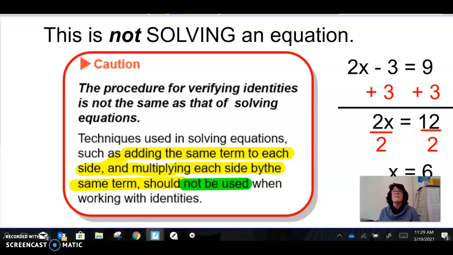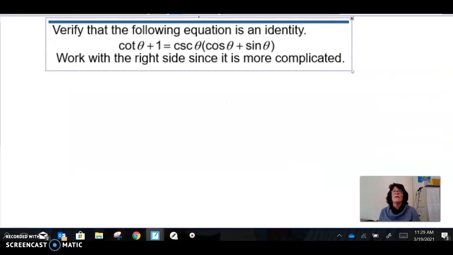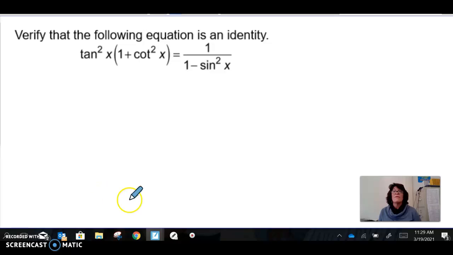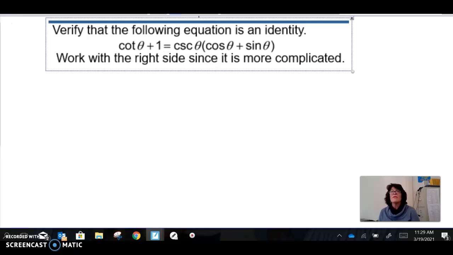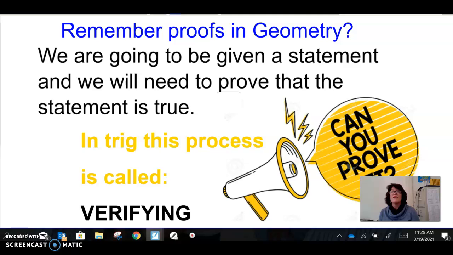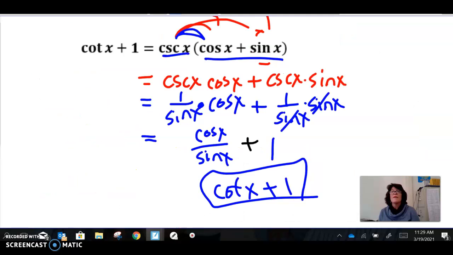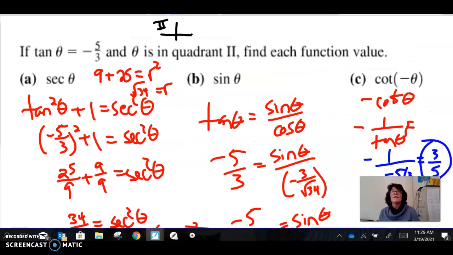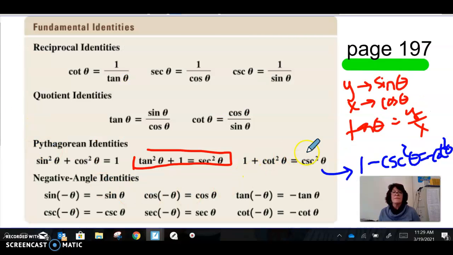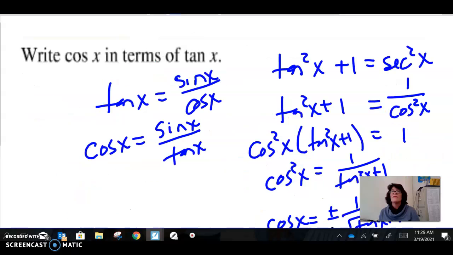The next one, for this one, I'm going to work with the left side because it's more complicated. 1 plus cotangent squared. What is 1 plus cotangent squared? Let's go back and look. 1 plus cotangent squared is cosecant squared. So let's try that.